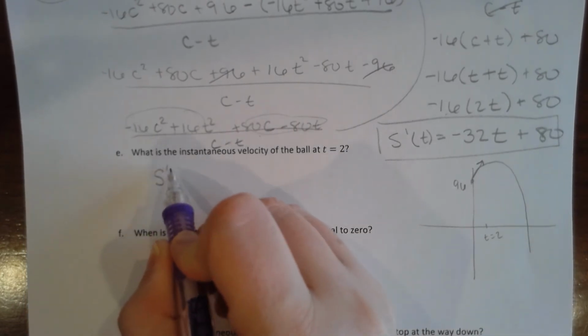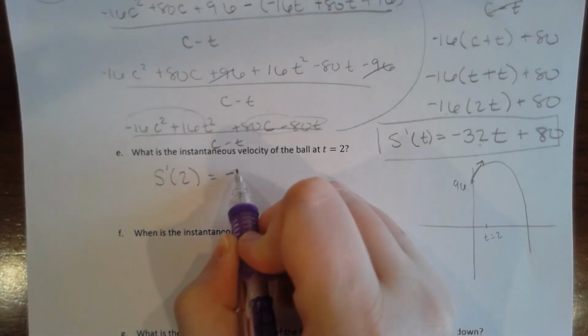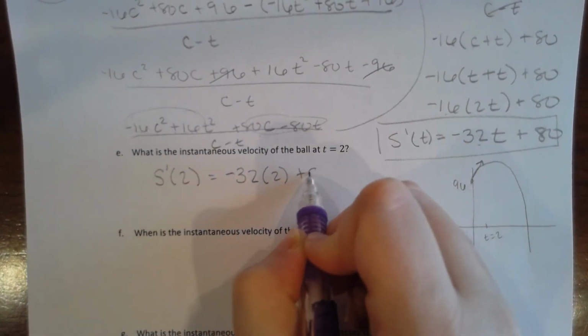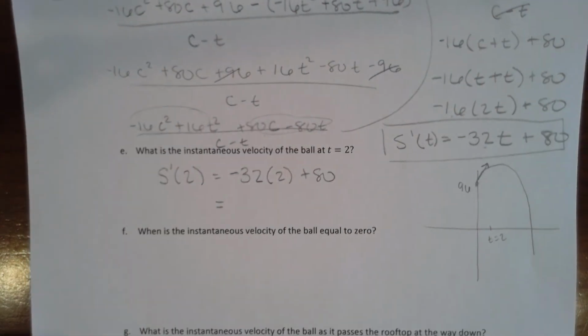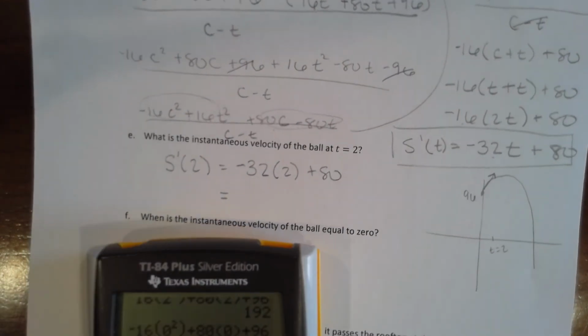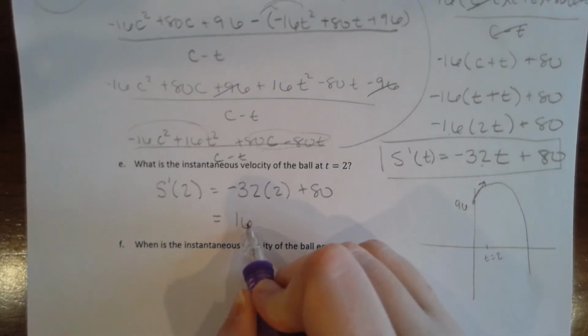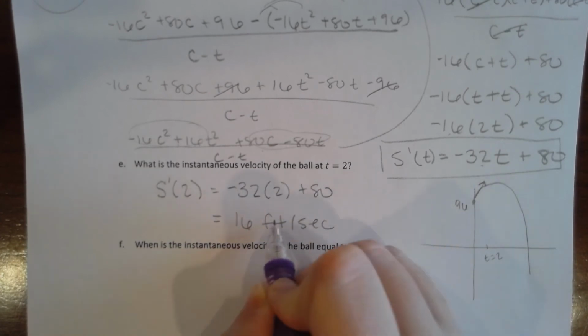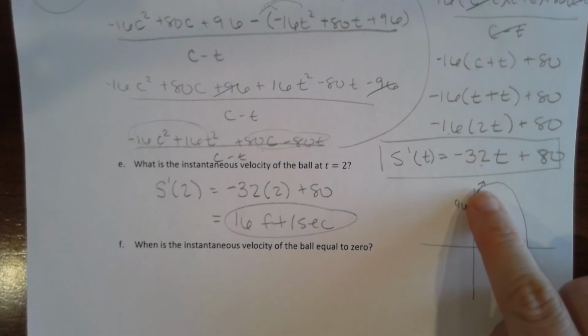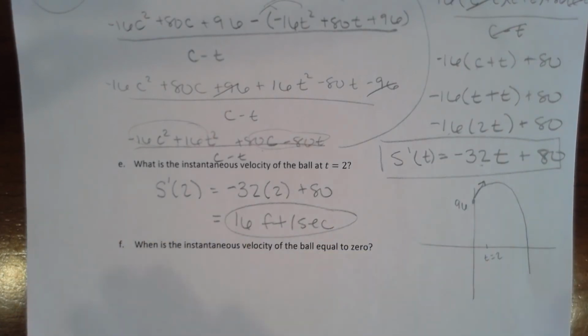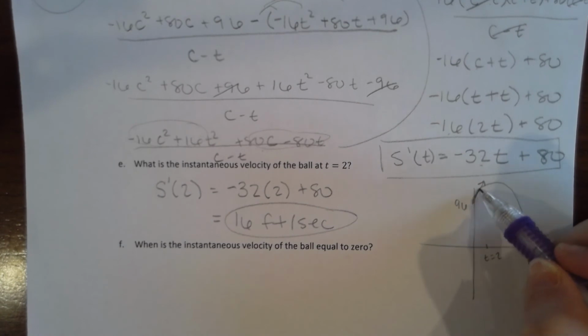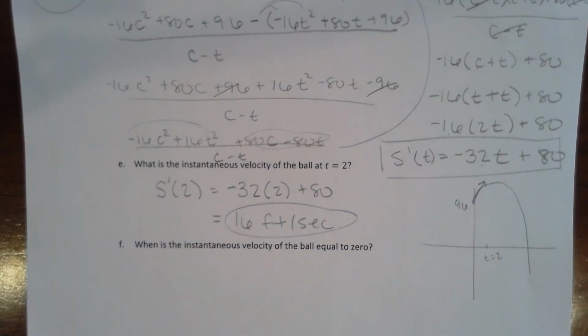So we're going to do s prime of 2. So we're going to plug 2 into this equation. Negative 32 times 2 plus 80 gives us 16. So it's moving 16 feet per second. So at time 2, it's going up because this is positive. That tells us it's still on the upward trend. So it's moving at a rate of 16 feet per second at time 2. Not at time 2.2, not at time 2.3, but at time 2, it's moving 16 feet per second.